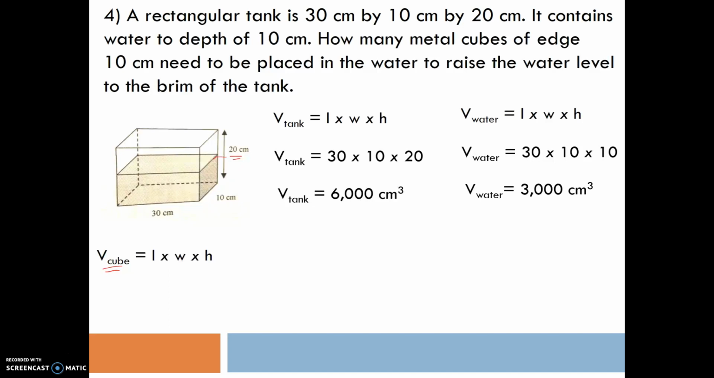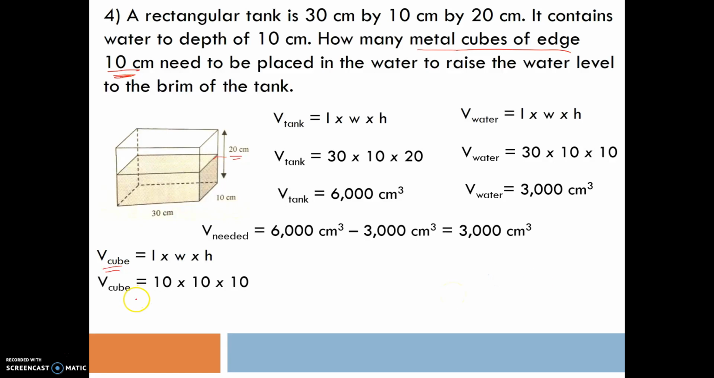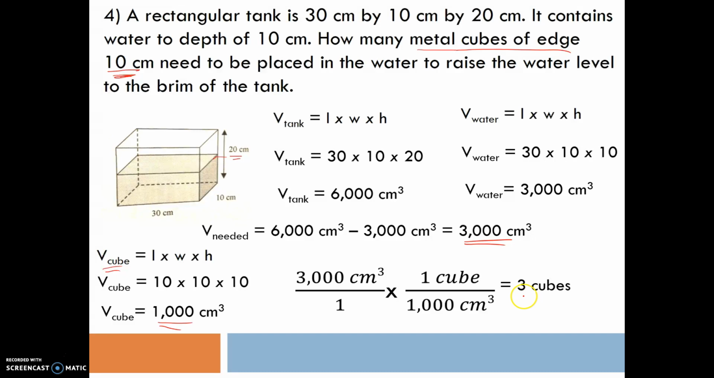So now let's find the volume of the cube. It says up here the metal cubes have an edge of 10 centimeters. So let's fill in our variables down here. We've got the volume of the cube, 10 times 10 times 10. The volume of the cube is 1,000 centimeters cubed. So since we need 3,000 centimeters cubed, and each cube is 1,000 centimeters cubed, that means we need 3 of them.